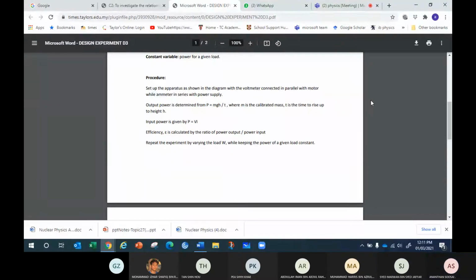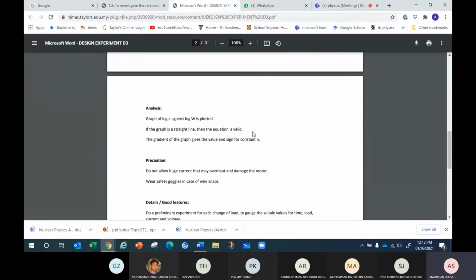Okay, I already posted this in the Times. For the time being, just try to understand the idea. It's already under practical D3. I already posted, so you can check this document over there. Try to absorb the idea.